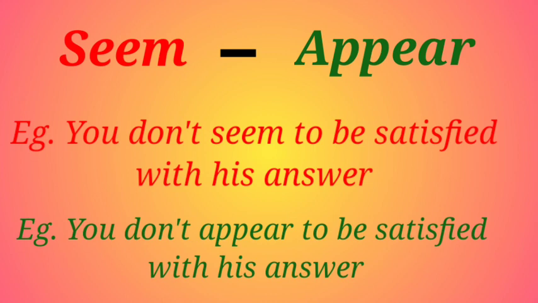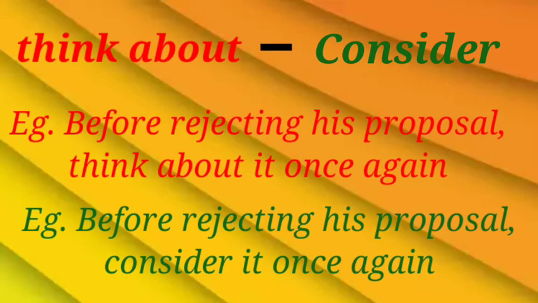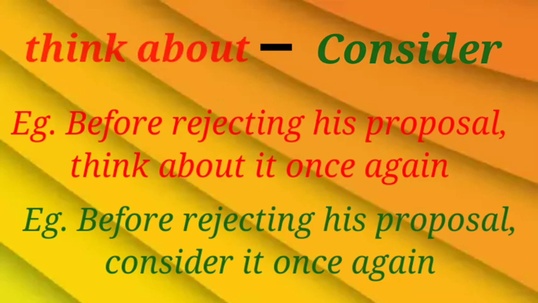Appear in place of seem. Example, you don't seem to be satisfied with his answer. You don't appear to be satisfied with his answer. Consider in place of think about. Before rejecting his proposal, think about it once again. Before rejecting his proposal, consider it once again.